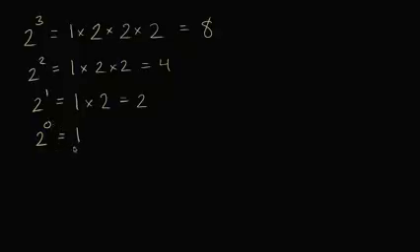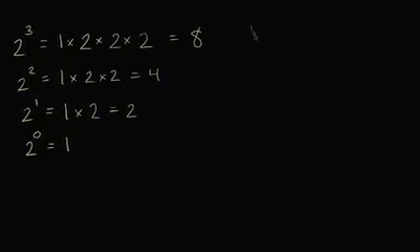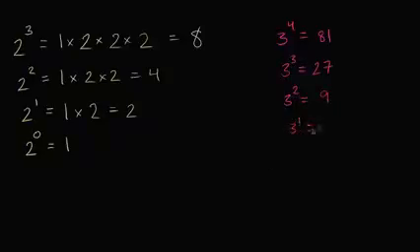Well, let's think about it another way. Let's do a different base. That was with 2, but let's say we have 3. And I could say 3 to the 4th power, that's 3 times 3 times 3 times 3, which is going to be equal to 81. If I said 3 to the 3rd power, that's 3 times 3 times 3, which is 27. 3 to the 2nd power is equal to 9. 3 to the 1st power is equal to 3.